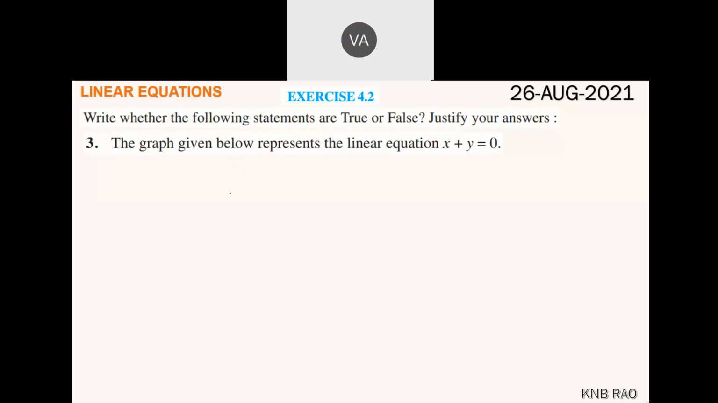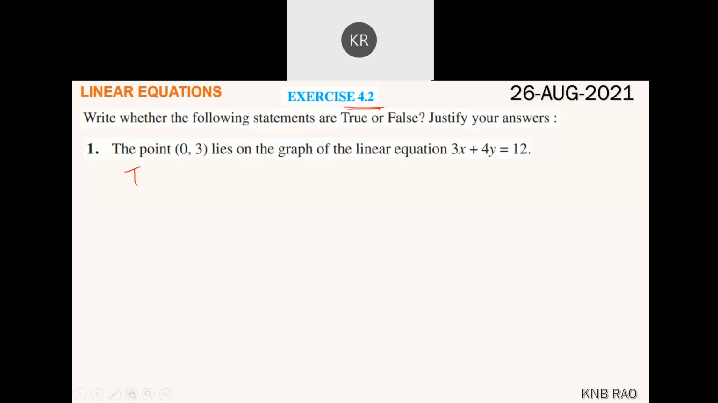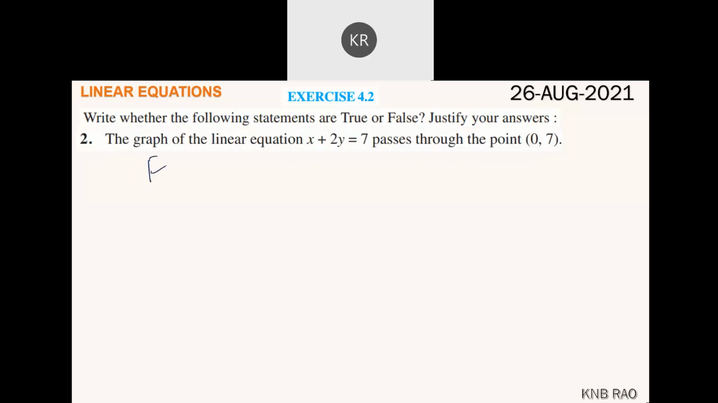For me, in this case, 0,3 when substituted satisfies 3x plus 4y equals to 12. Correct? In the second case, when you substitute 0,7, LHS becomes 14, RHS is 7. They are not equal.